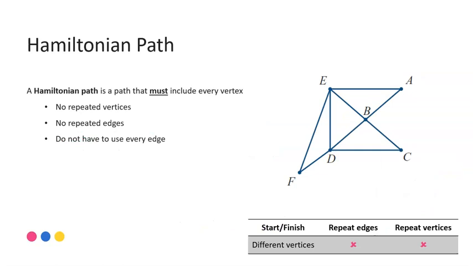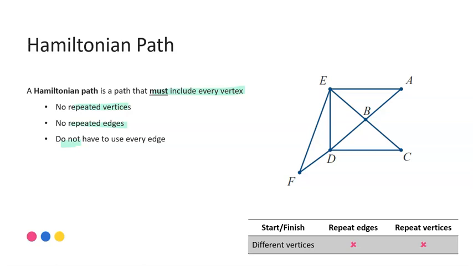Our second type of special journey, so looking now at our Hamiltonian path. So a Hamiltonian path, as we said, is one that must include every vertex. So Eulerian for edges, Hamiltonian for vertices. So in this case, we cannot repeat any vertices, we cannot repeat any edges. However, you do not have to use every edge in the graph. In this case, we are also starting and finishing at different locations.